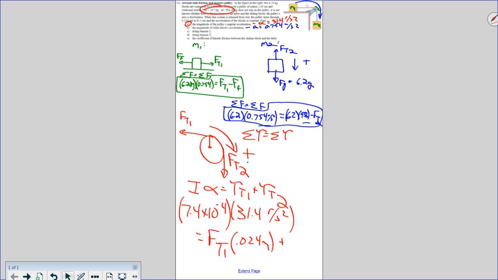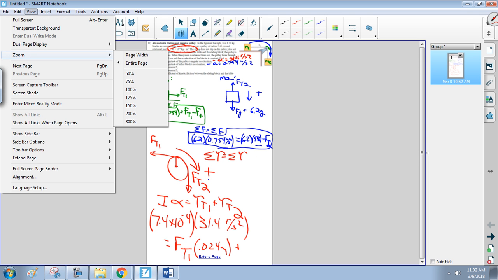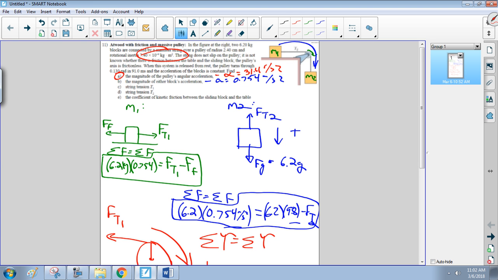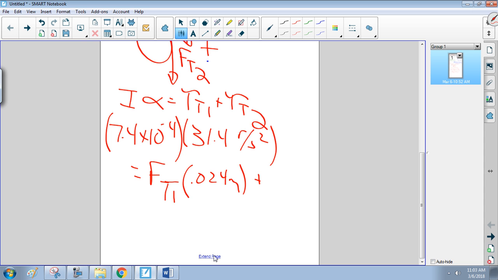I got to exit out of this zoomy mode here. View, zoom, let's do about 75%. We'll scroll down, extend the page. Okay, sorry.